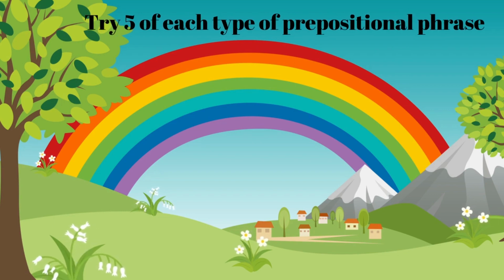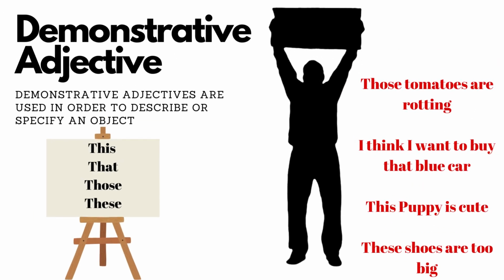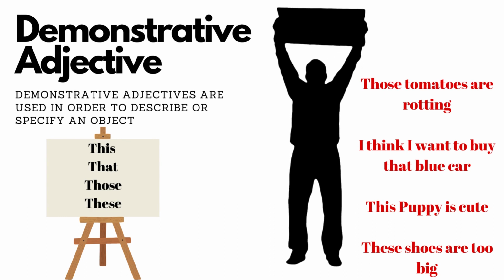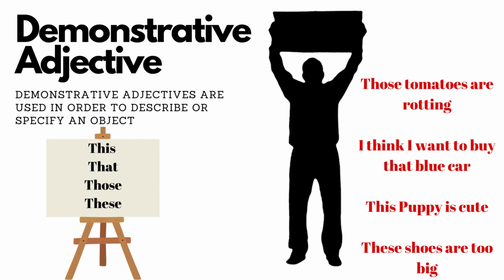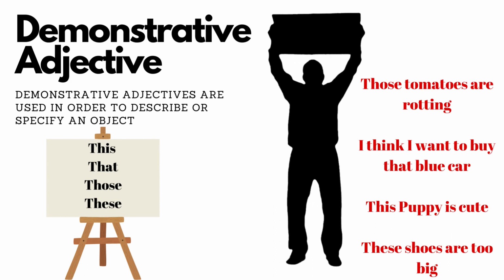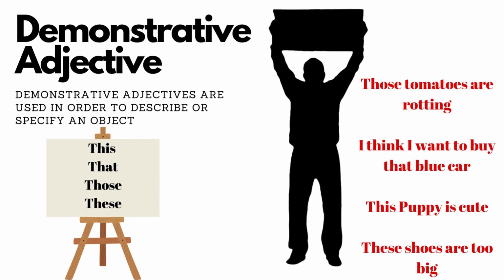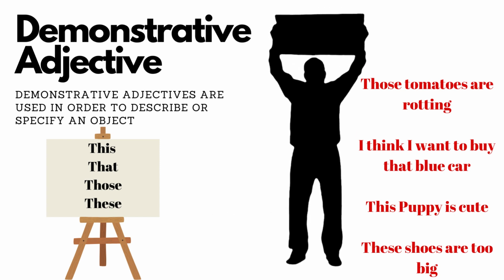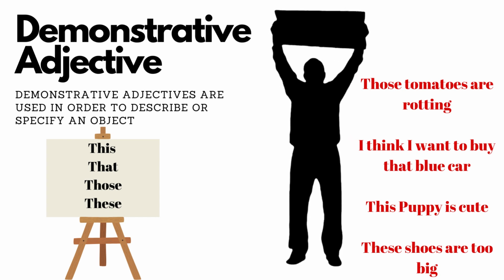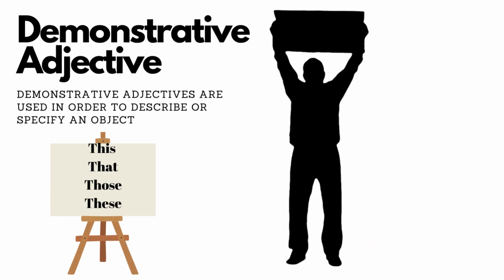The next one is the demonstrative adjective. And demonstrative adjectives are used in order to describe or specify an object. So this, that, those, these. And you have the examples there. Those tomatoes are rotting. I think I want to buy that blue car. This puppy is cute. These shoes are too tight. So that one's pretty easy. And again, just pause and have your students do 5 of those.